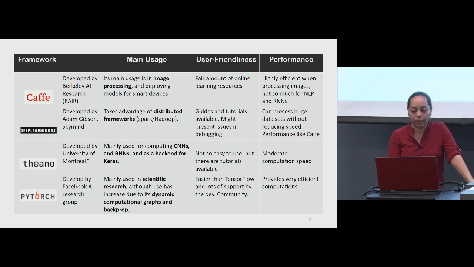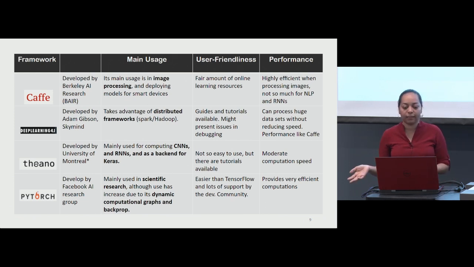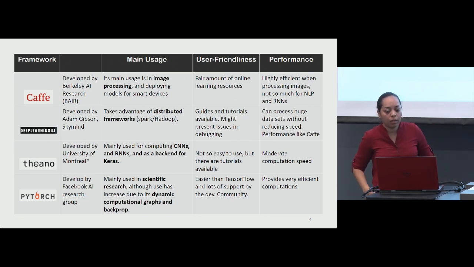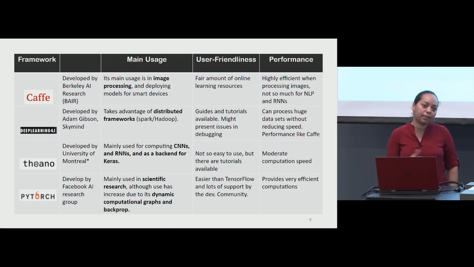The next one is Theano, which is used for CNNs and RNNs, and also as a backend for Keras, like I mentioned before. It has a moderate speed. One thing about Theano is that it is one of the first frameworks, and it has been a little bit discontinued in the updates that they do.